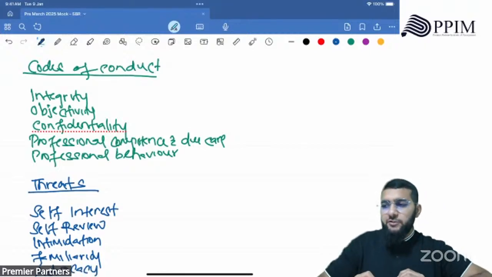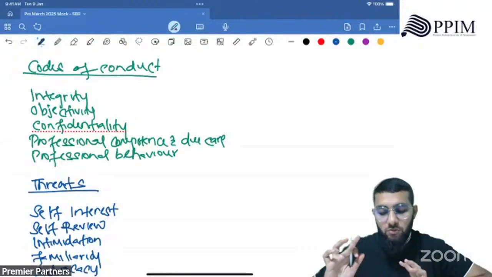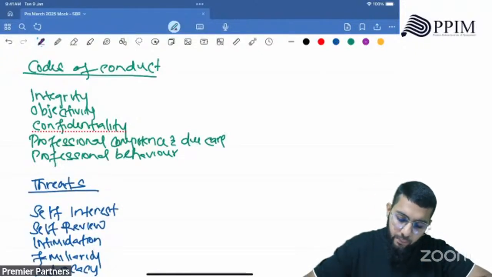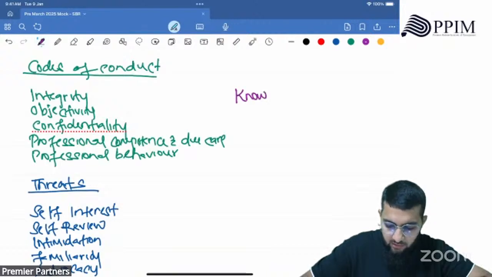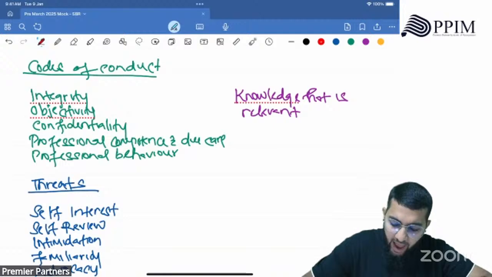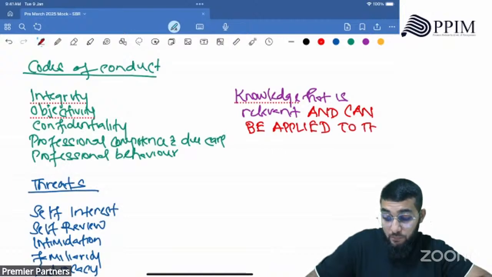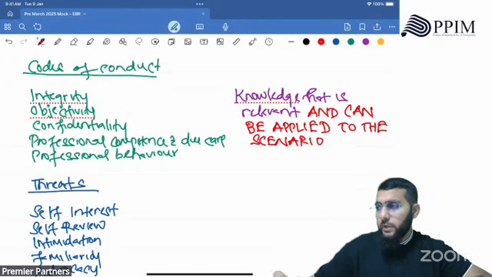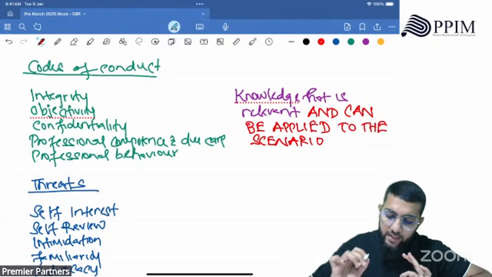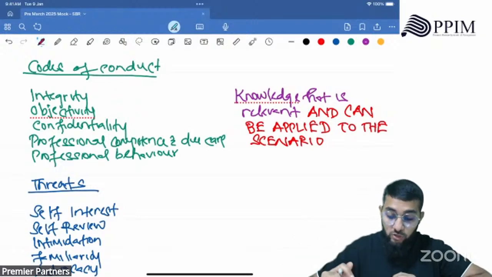But this doesn't mean that you take all the threats that are not even relevant to the scenario. Don't do that. What's key here? Knowledge that is relevant, and most importantly, can be applied to the scenario. Okay? Knowledge that is relevant and that can be applied to the scenario. That's what you have to do. That is what you have to focus on.